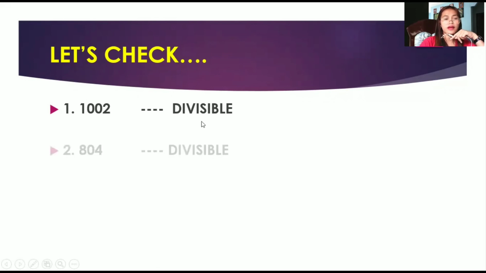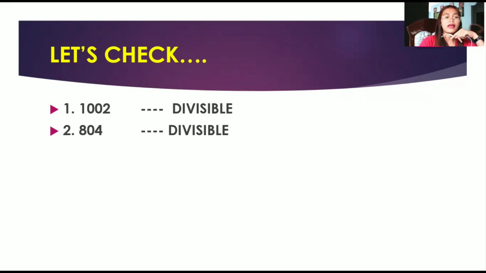Nakuha ba? Next. 804. So, check whether it is divisible by 2. The last number is 4, so it is divisible by 2. Check. And then, i-add na to aron makahibaw ta nga divisible by 3 siya. So, 8 plus 0 plus 4, the answer is 12. Therefore, it is also divisible by 3. So, automatic, it is divisible by 6. Our answer is correct.